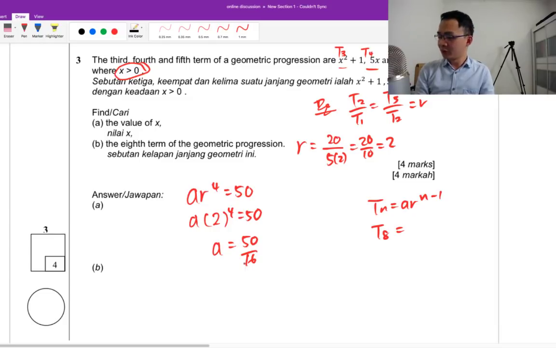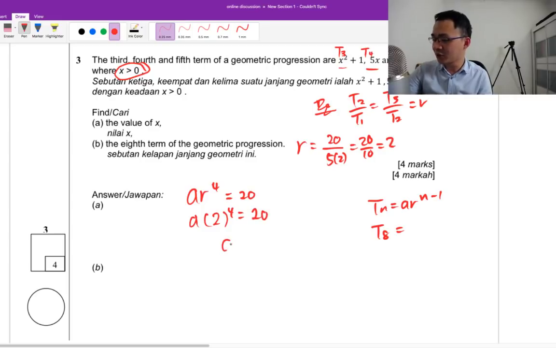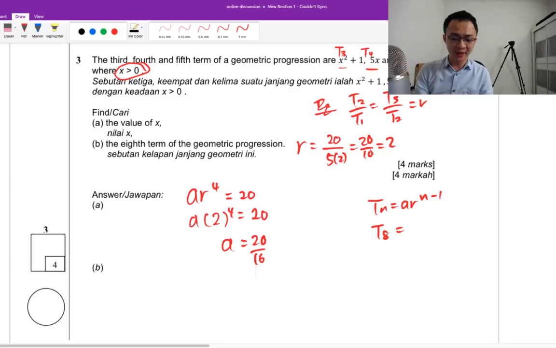So 50 divided by 16. So you will actually get, okay, I hope which is correct. This is which term? Third, fourth, and fifth, right? Yeah. Oh, it's not 50, it's 20. Sorry. So you will get 20 here. So a equals 20 divided by 16. So 20 over 16 here, which is 5 over 4. So if I got my a, I got my r, I can find the 8th term.